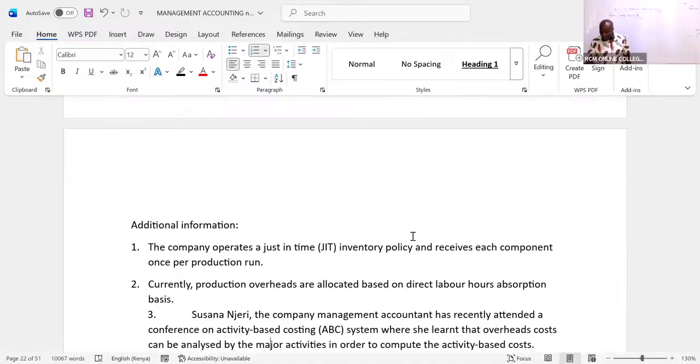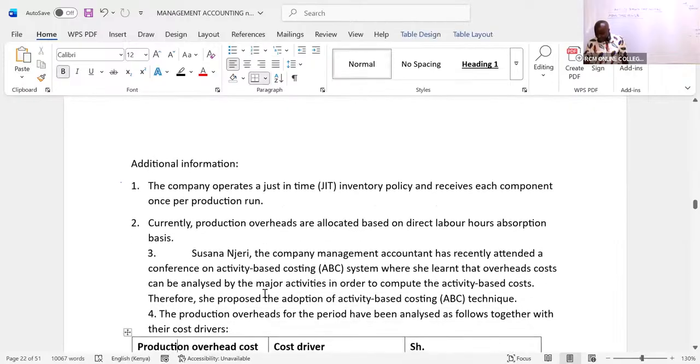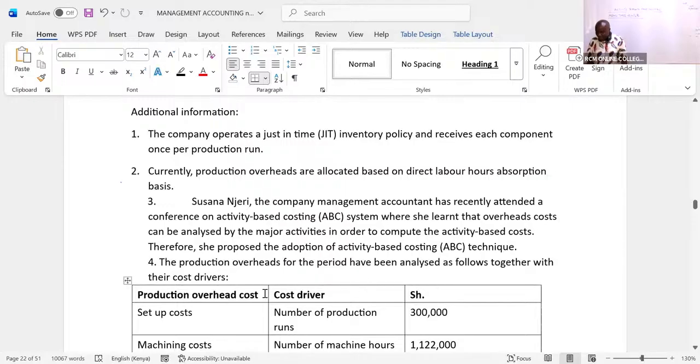Currently, production overheads are allocated based on the direct labor hours absorption basis. Susanna Njeri, the company's management accountant, has recently attended a conference on activity-based costing system, where she learned that overhead costs can be analyzed by the major activities in order to compute activity-based costs. Therefore, she proposed the adoption of the ABC technique. Number 4, the production overheads for the period have been analyzed as follows, together with their cost drivers.